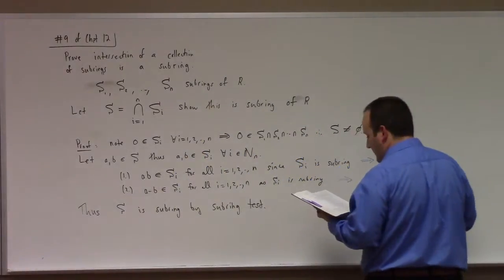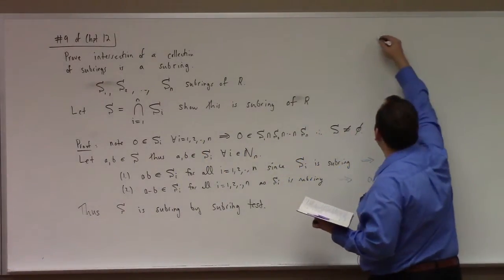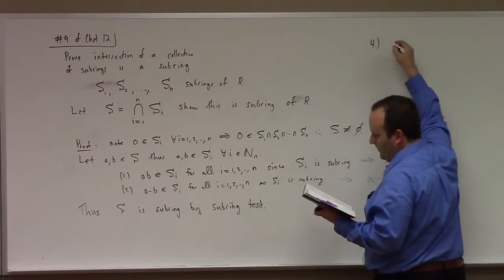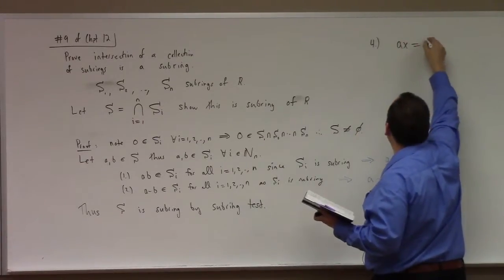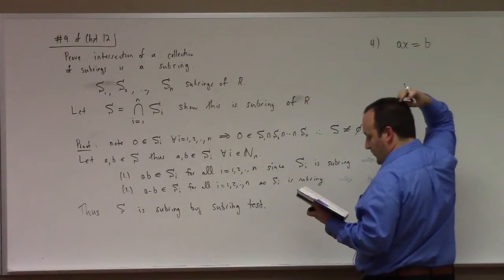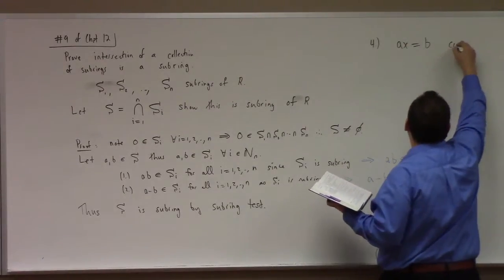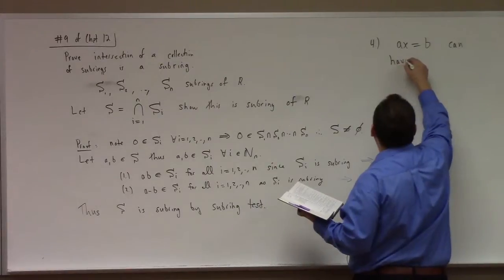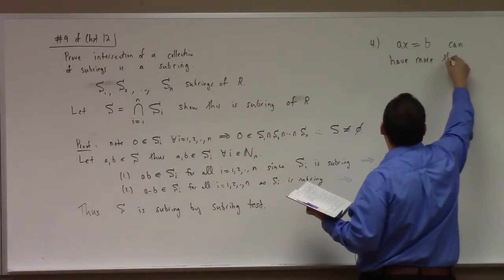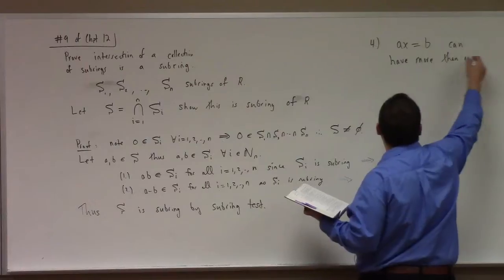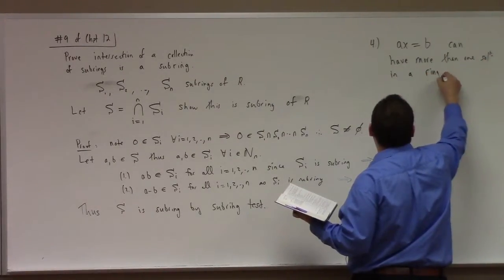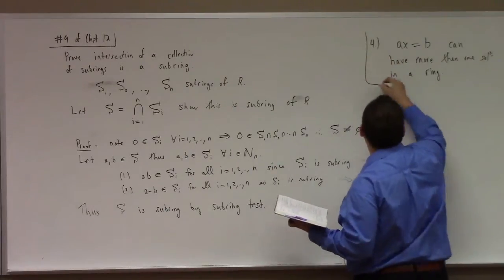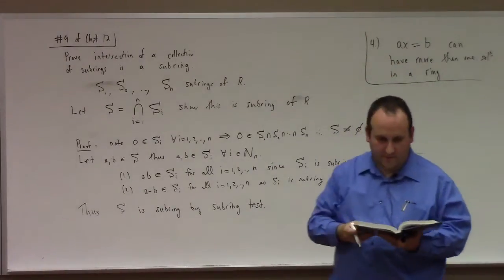So let's see, one nice one here. Number 4 is kind of nice. I'm going to take a break from Blaine's problems for a second here. So he says, show by example for fixed non-zero elements A and B in a ring, the equation AX equals B can have more than one solution. So, fix the choice of A and B. Can you think of an example where that would be the case?